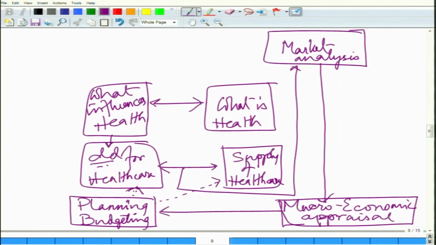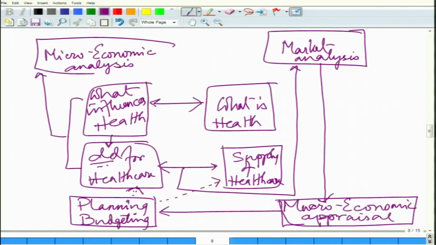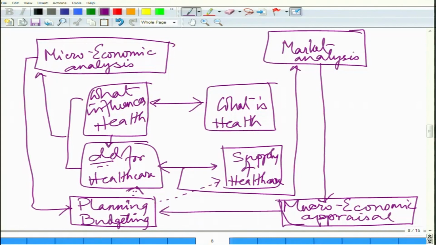What influences health, what is health, and the demand for healthcare, this primarily is the macroeconomic analysis. So I can keep it like this together, and this is my microeconomic analysis, because this is at an individual level or a household level. Therefore, this macroeconomic analysis not only determines the planning or budgeting, eventually the microeconomic analysis also determines the planning and budgeting, and finally the regulation mechanisms from the government's point of view. So this is a map for health economics, or how health economics works in the society.